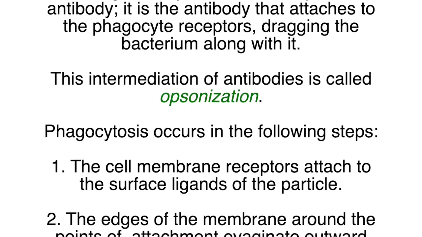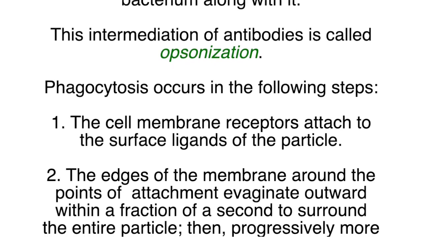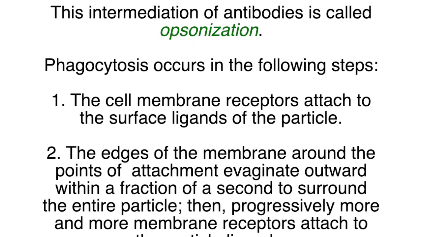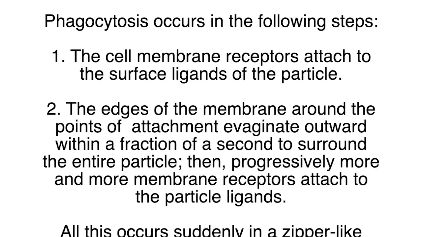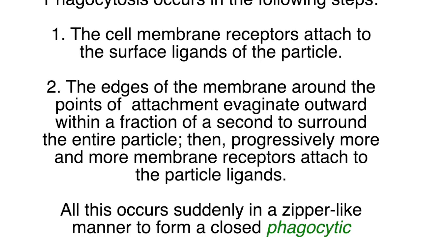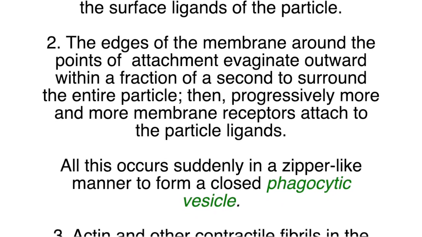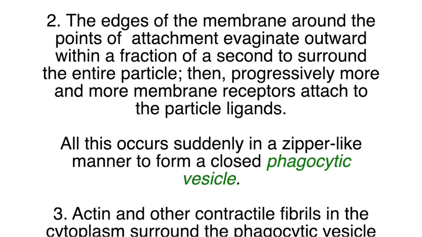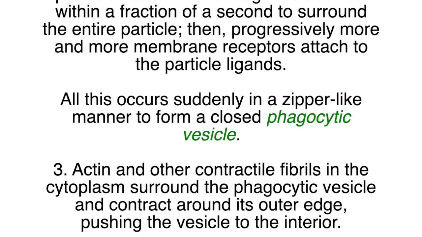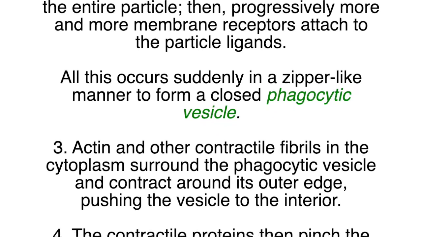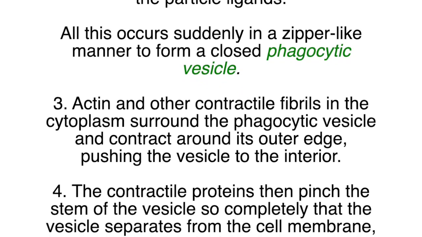Phagocytosis occurs in the following steps. 1. The cell membrane receptors attach to the surface ligands of the particle. The edges of the membrane around the points of attachment evaginate outward within a fraction of a second to surround the entire particle. Then progressively, more and more membrane receptors attach to the particle ligands. All this occurs suddenly in a zipper-like manner to form a closed phagocytic vesicle.